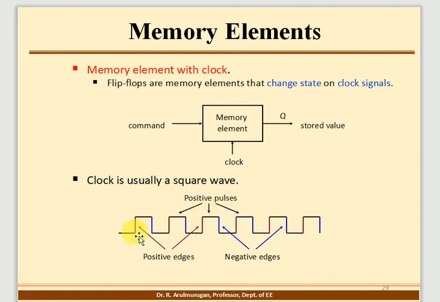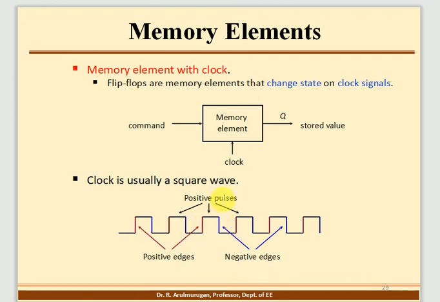What is an edge? There are two edges available. The left edge is the positive edge, which moves from the 0 state to the 1 state. Increasing is called a positive edge. The negative edge goes from top to bottom, moving from 1 to 0. That is called a negative edge.